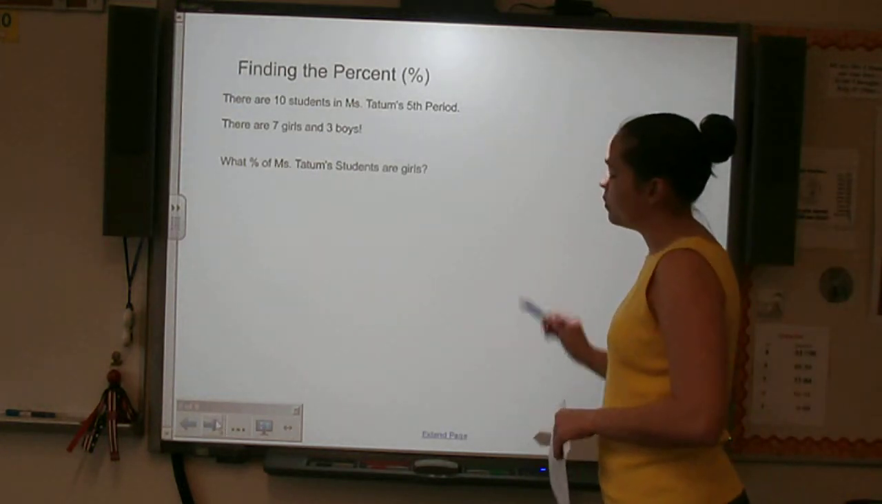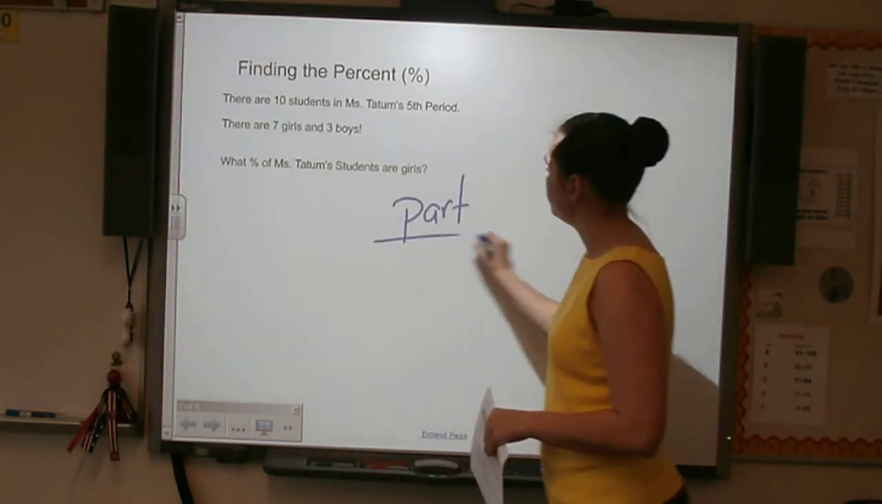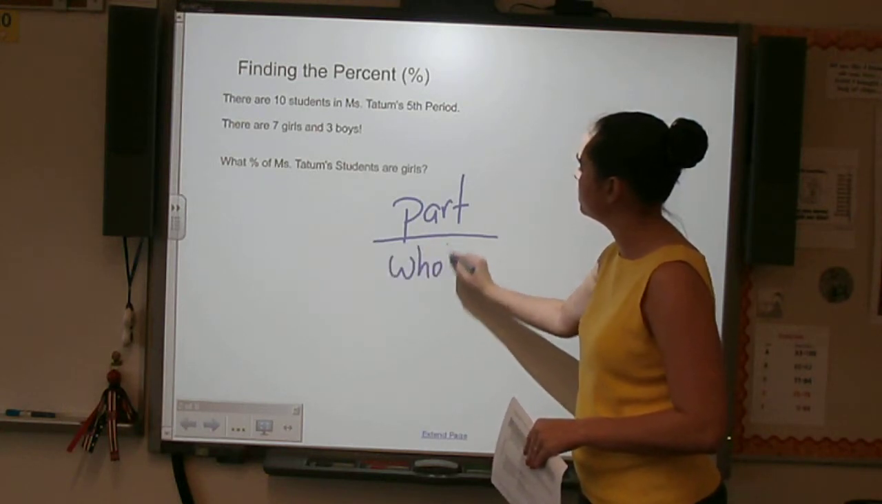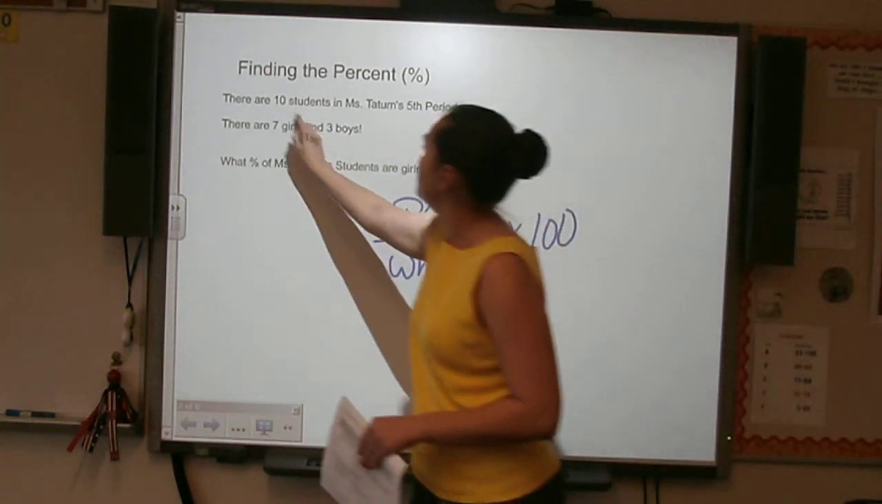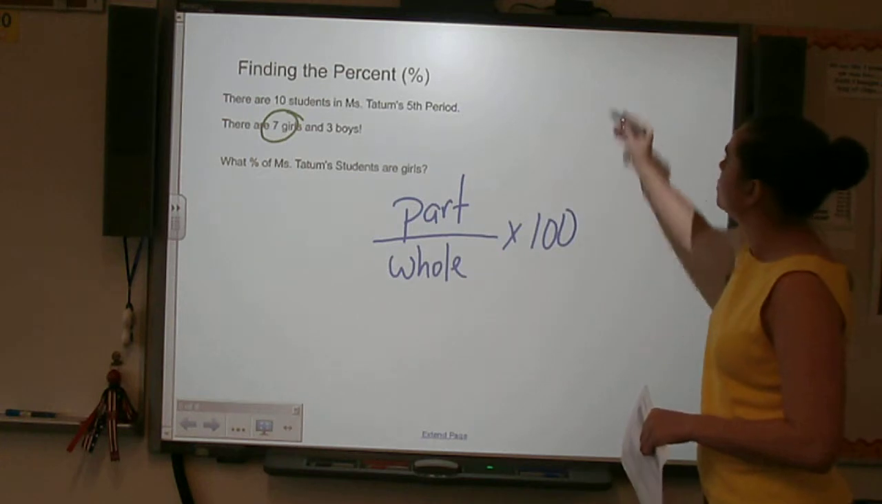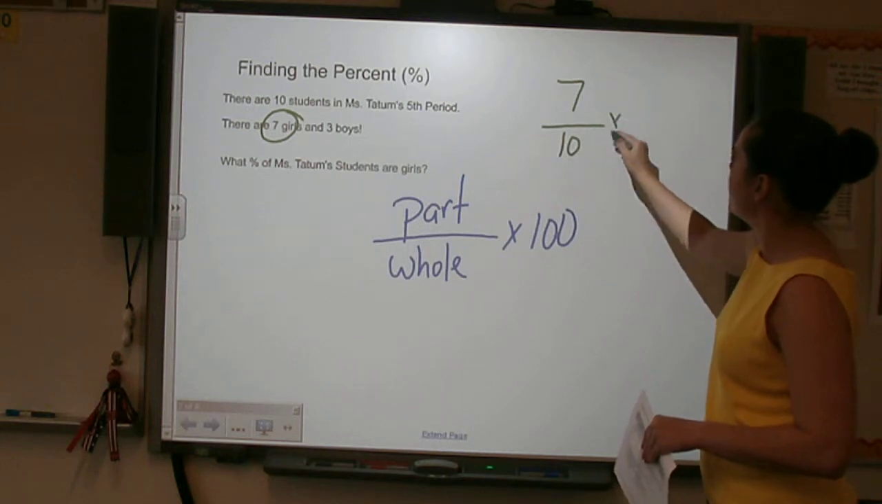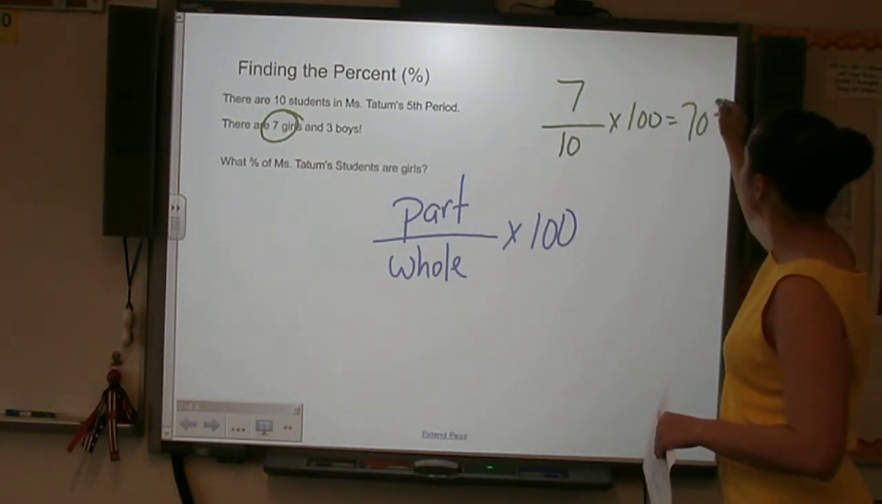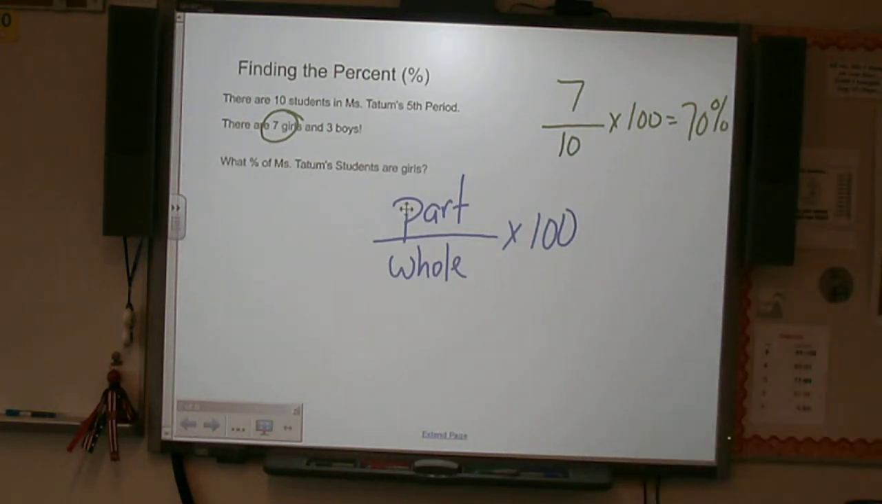Okay? So when we look to find a percent, we use this formula. The part that we're looking for divided by the whole amount times 100. In this case, the part that we're looking at is 7 girls. So the part is 7, the whole is 10, times 100 is 70%. So 70% of my 5th period class is female. So to find your basic percent, it's part over whole times 100, and that's going to give you your percent. Okay?